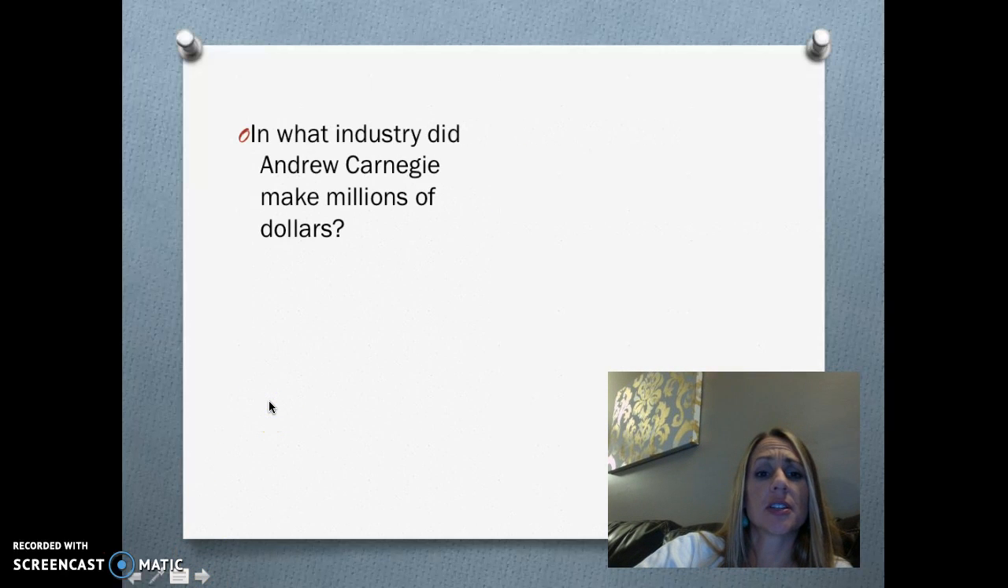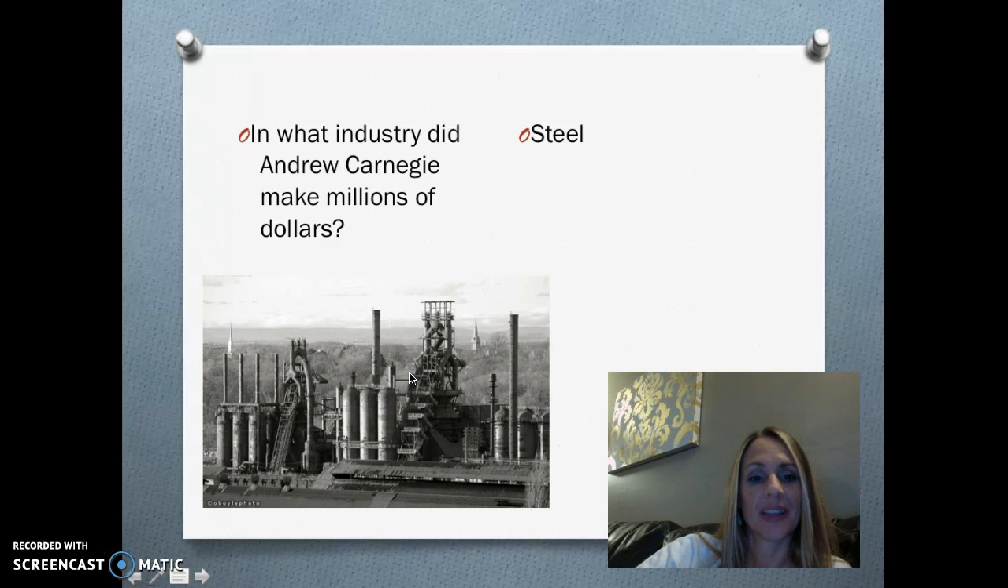In what industry did Andrew Carnegie make millions of dollars? And it's not in the deli industry like in New York City. It's in steel. And this actually is a picture of Bethlehem Steel Corporation or company back when it was first built. If you've ever gone to Bethlehem and you've seen what they call the steel stacks, there are still structures there that look similar to this today.